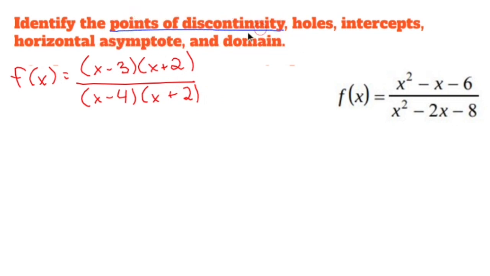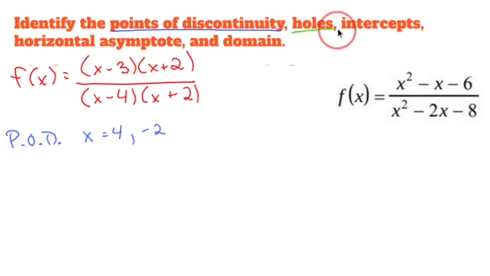Points of discontinuity are the x values that, if you were to plug them into this equation, would make it undefined. In other words, what numbers plugged into the bottom would give me an undefined equation? If I plug in 4, 4 minus 4 is 0, which makes the whole thing discontinuous. And if I plug in -2, the same thing happens. That is the zero product property in action. There are my points of discontinuity.